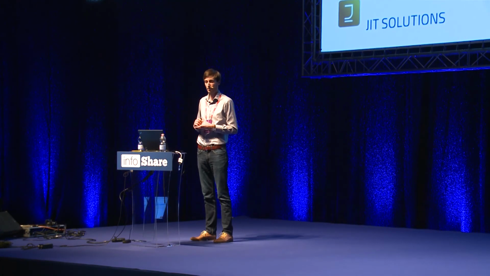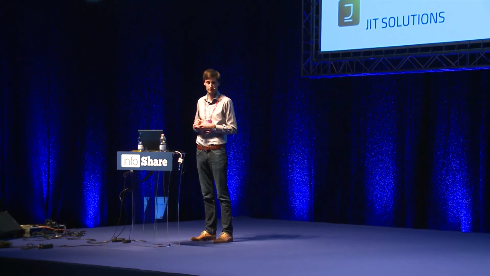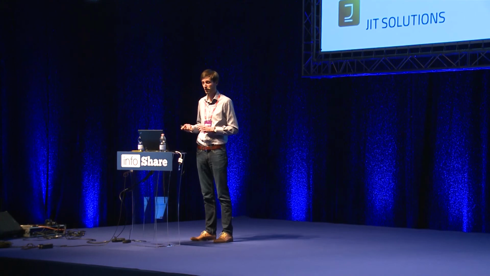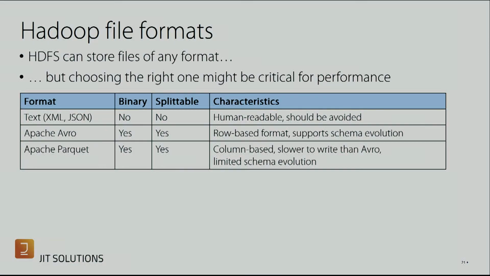There's a number of open source Apache projects related to file formats, and examples of them are, for instance, Avro and Parquet. So what's the difference between all of those? When it comes to the textual formats like XML, JSON, or CSV, obviously they're not binary formats. And one important characteristic behind them is that they are not splittable.